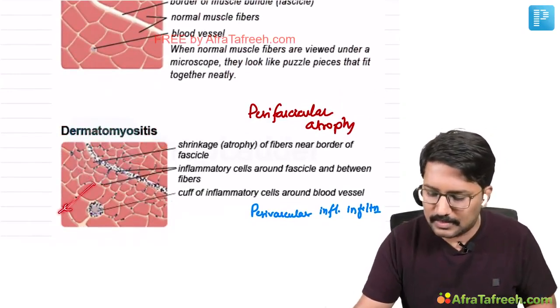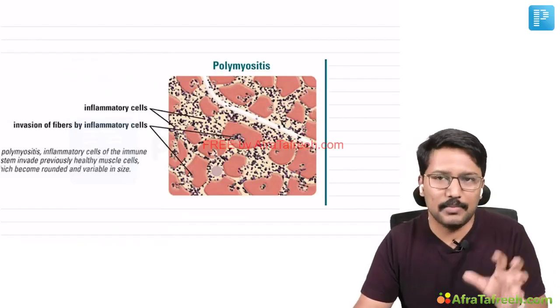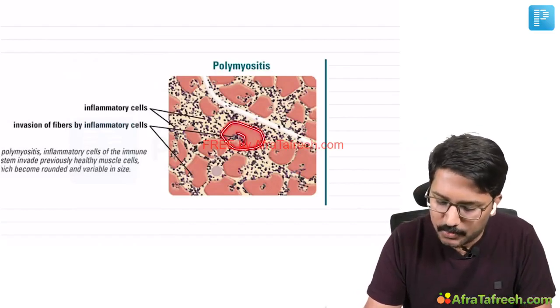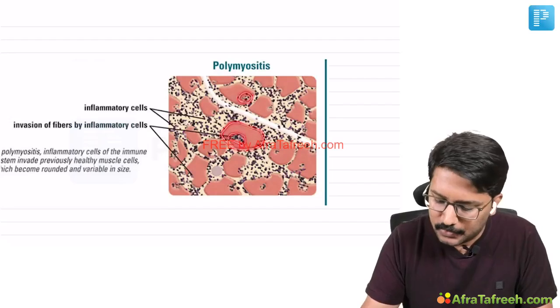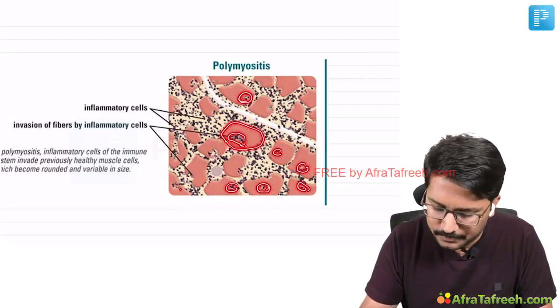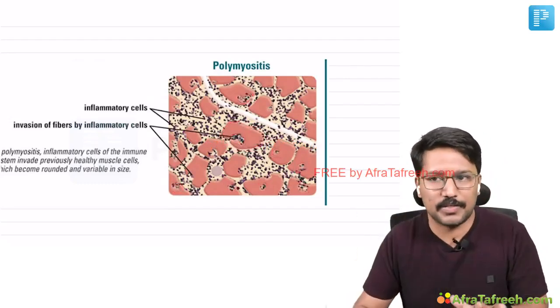Here, the cells are of different sizes because different cells are being attacked. Mainly, the healthy muscle fibers are being attacked, invaded by the inflammatory cells. You can notice here they are being invaded. Those inflammatory infiltrations will leave these cells atrophied. So you will have different muscle fiber sizes in the same biopsy specimen.